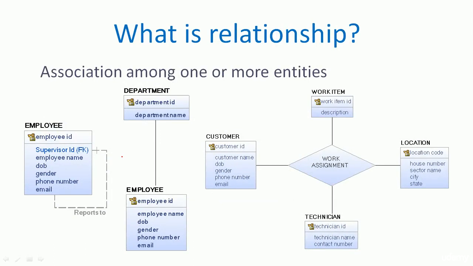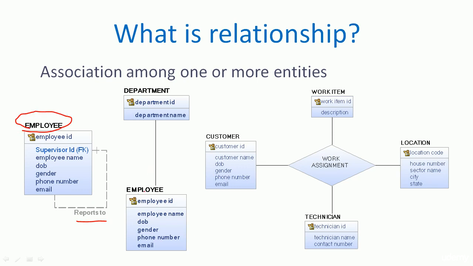Then what is relationship? Relationships are association among one or more entities. It can be an association within an entity or between two entities, or it can be an association between many entities. For example, one employee instance reporting to another employee instance. So that is a relationship within employee entity type.